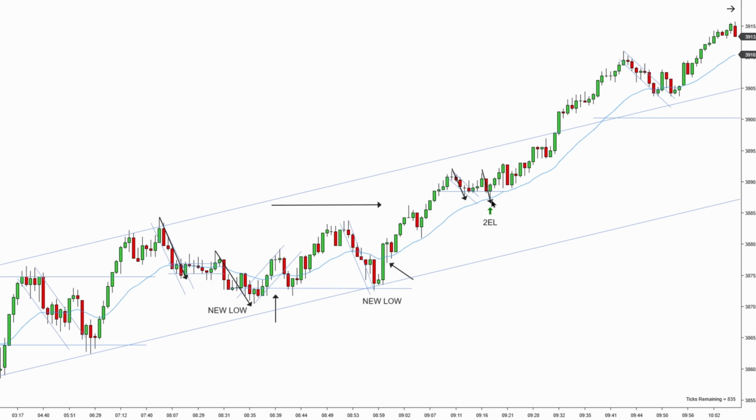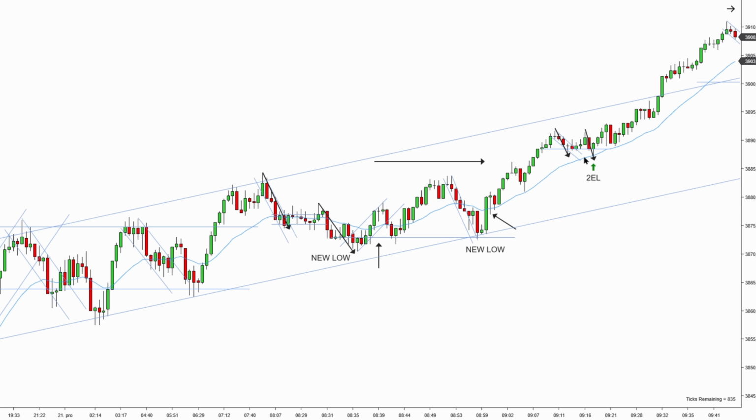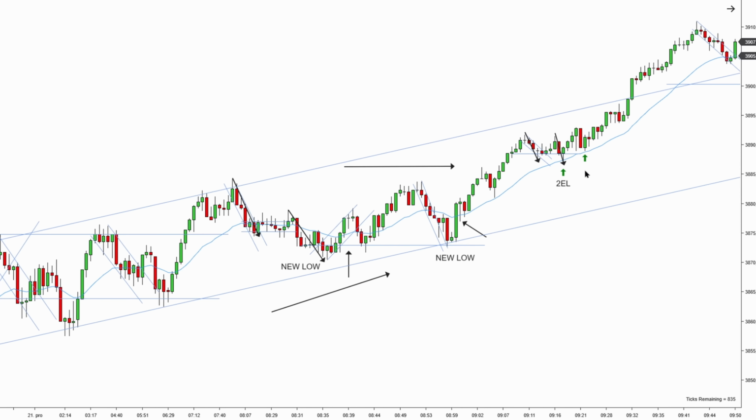You have a two-legged pullback and we have a new low, first entry short, failure, second entry short, failure. And we have a failed second entry short. And notice this big bearish bar trap a lot of sellers who are trying to pick a top, but I'm not really looking to sell right now. EMA is pointing up. We keep pushing above EMA. The bias is clearly bullish. And this right here is a failed second entry short.